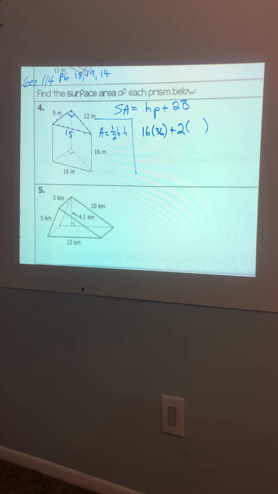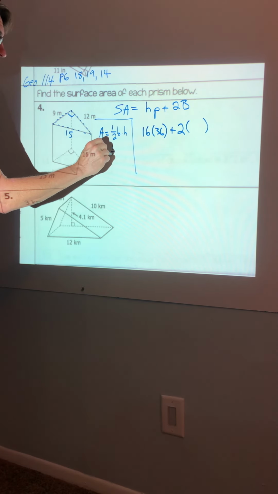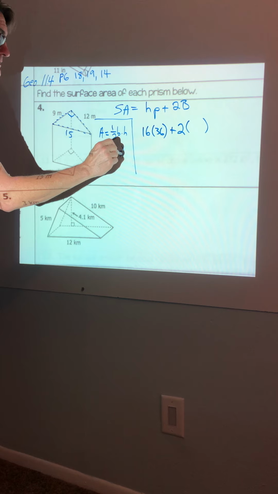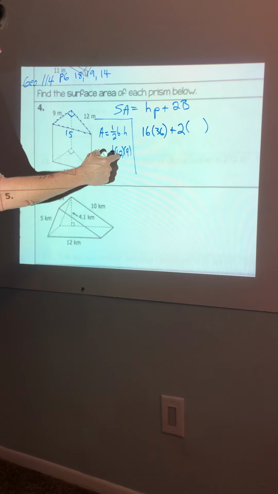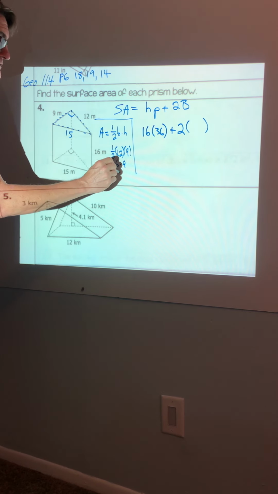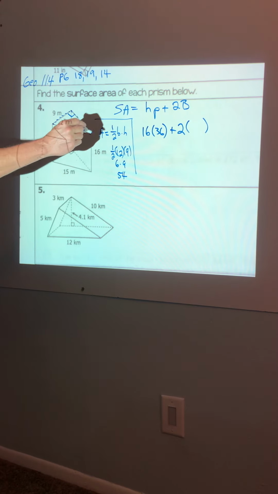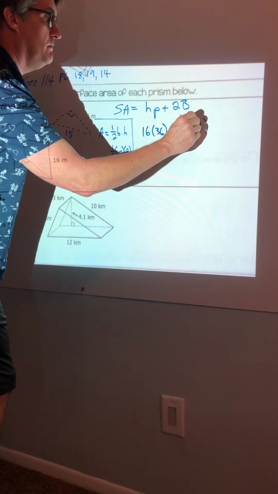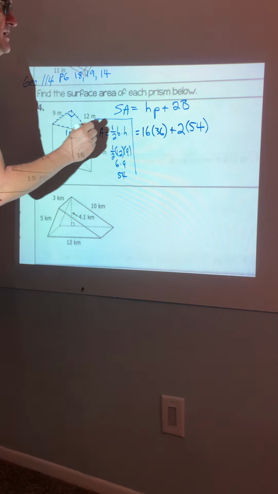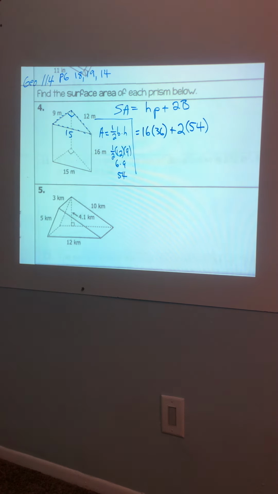Who remembers how to quickly find the base and the height? You got it. Look for the 90-degree box, and the 9 goes with the 12. So this is 1/2 times 12 times 9. Half of 12 is 6. 6 times 9 is 54. Plug my 54 in here. Folks, the hardest thing, honestly, is just grabbing the right formula. For all other prisms, not rectangular, it's HP plus 2B.